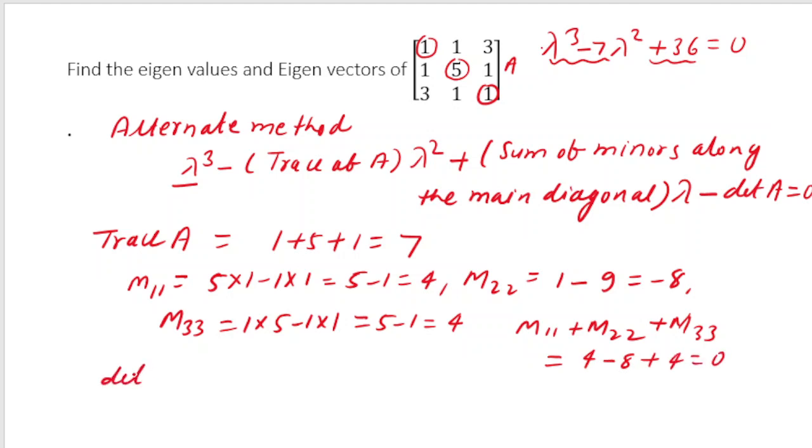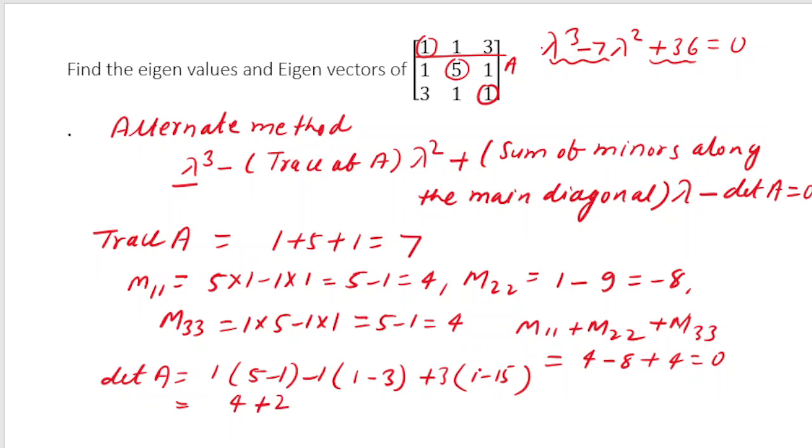And if I calculate the determinant of A, what I will get? I am expanding it about the first row, so 1 into 5 minus 1, minus 1 into 1 minus 3, and plus 3 into 1 minus 15. So I get how much? I get 4, and this is minus 2, so it will become plus 2, and it is minus 14 into 3, so minus 42. So what I get is minus 36.